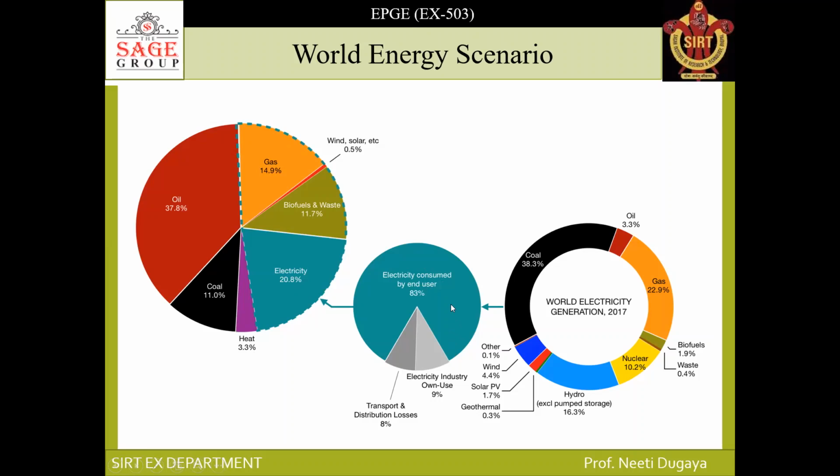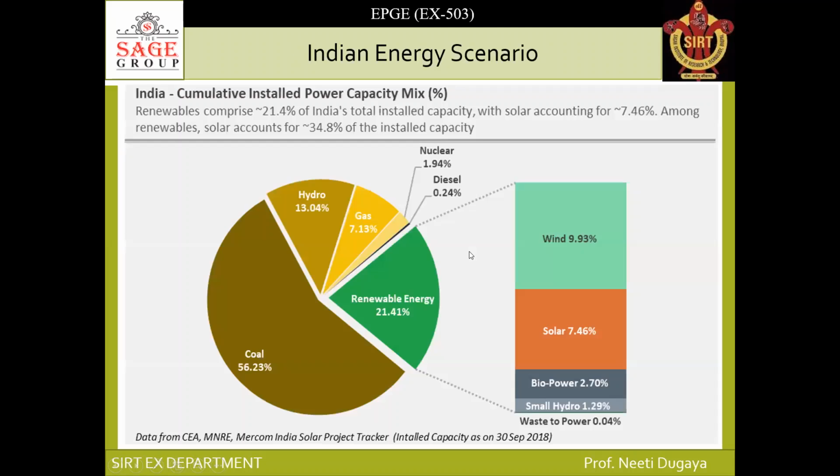Out of this 83%, 38% of world electricity generation comes from coal, then 22% comes from gas, then from hydro power plants, then nuclear, then oil, then biofuels, then wind energy, then solar, then geothermal, and other sources. So this is the world energy scenario.